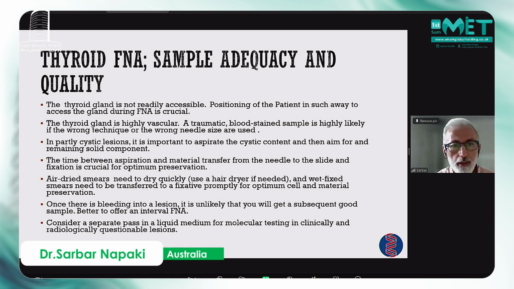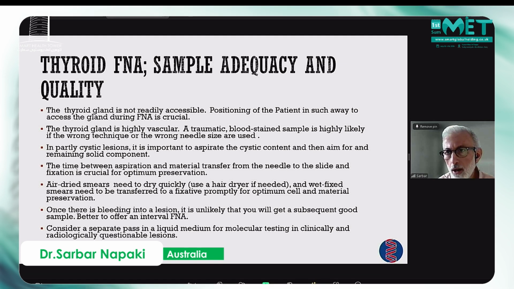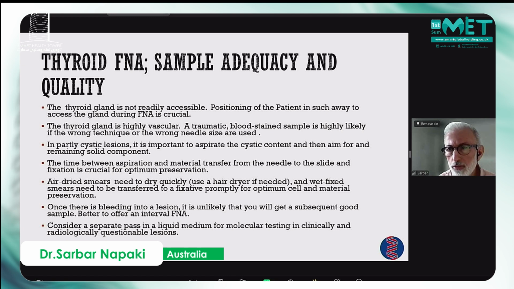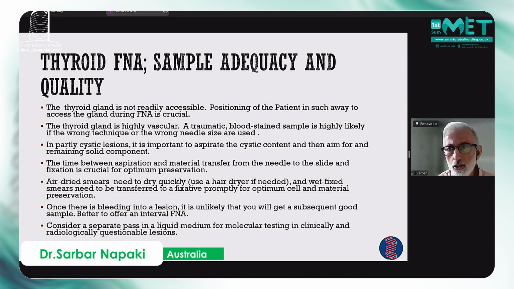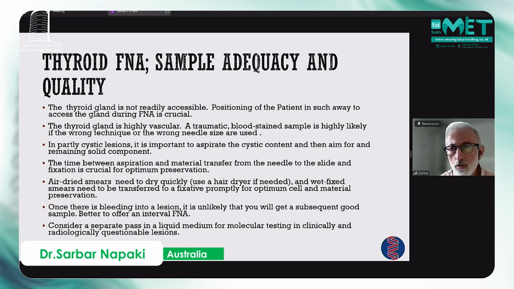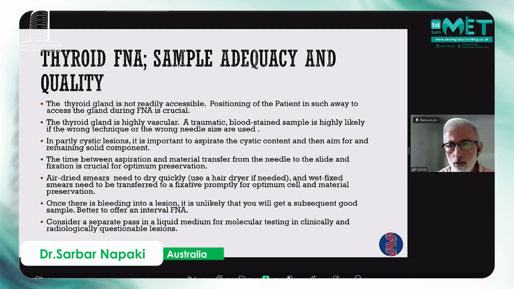The thyroid gland is a highly vascular organ, as was mentioned before. A traumatic blood-stained sample is highly likely if the wrong technique or the wrong needle size are used. Ideally, one would use a size 22 or 25, actually more like 25 or 27 gauge needle. However, if you have a calcified lesion, some authorities suggest using a larger needle, 20 or 22, in which case it might be traumatic and result in significant bleeding.